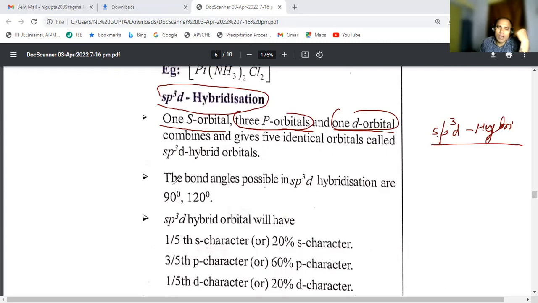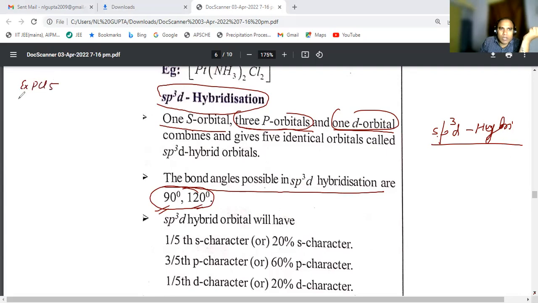Yes, sir. Now you see, what is the bond angle in sp3d hybridization. So two types of bond angle are there. One is 90-degree, another is 120-degree. Now we need to understand s character. I will tell you later on. So first of all, let's try to understand this one. If you talk about sp3d hybridization, the example is PCl5.